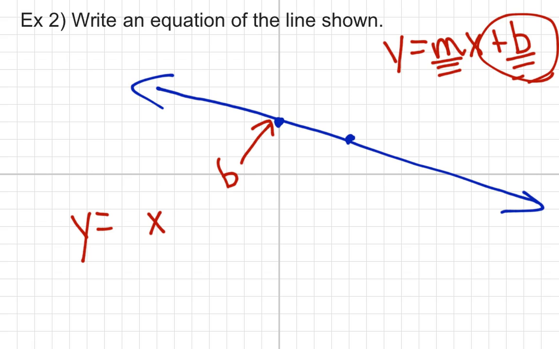And that point is, well, 0 left and right, and then we went up 3. That's the point (0, 3). All right, so where does it cross the y-axis? It crosses right at 3. So I'm going to go ahead and fill the 3 in for my b, because that's the y-intercept.